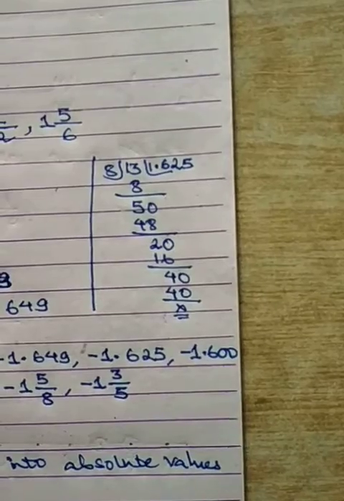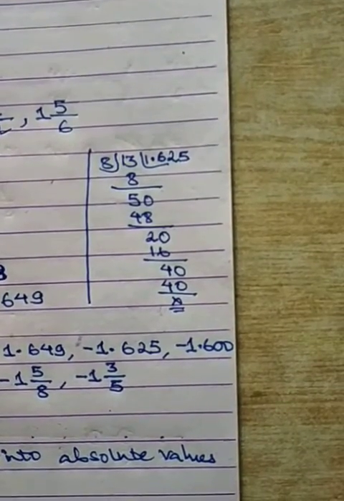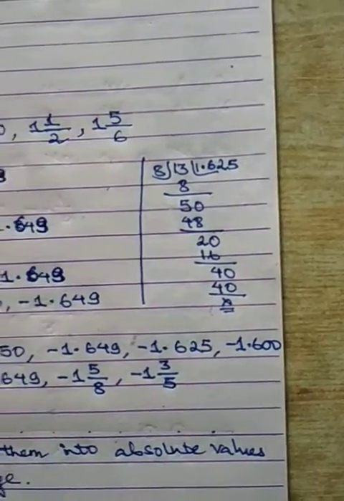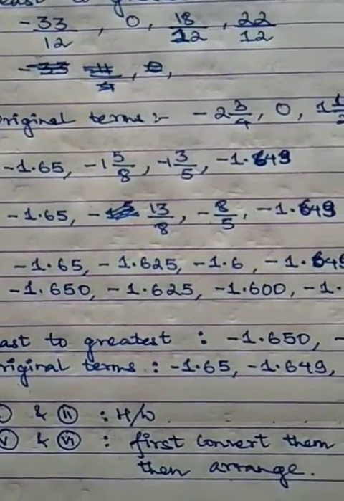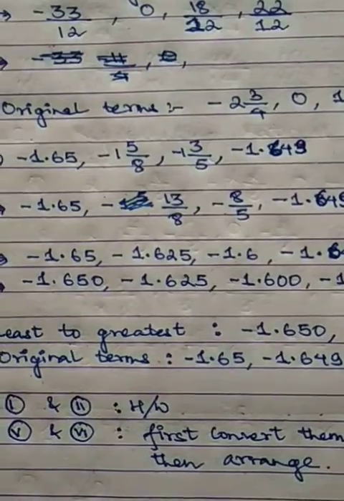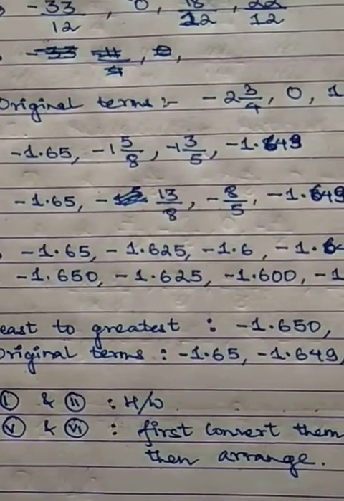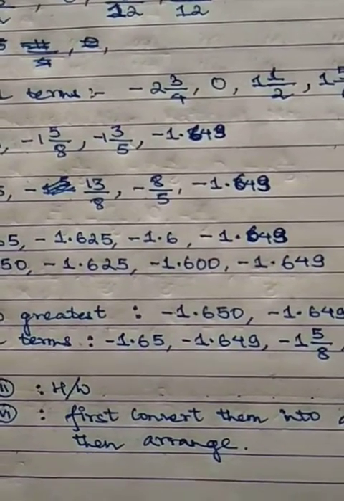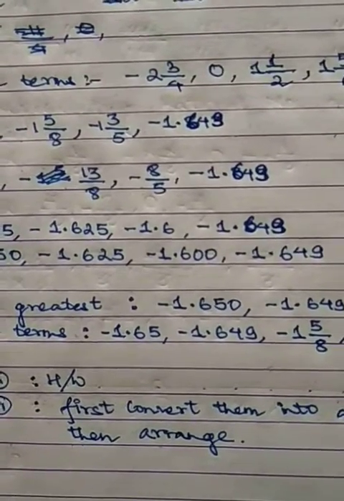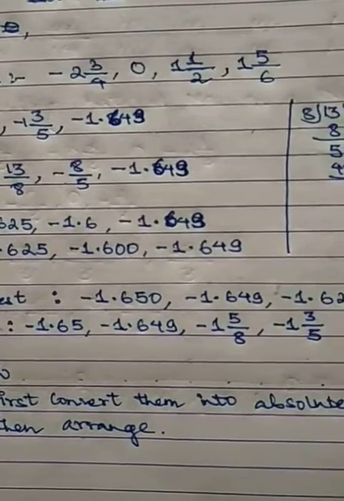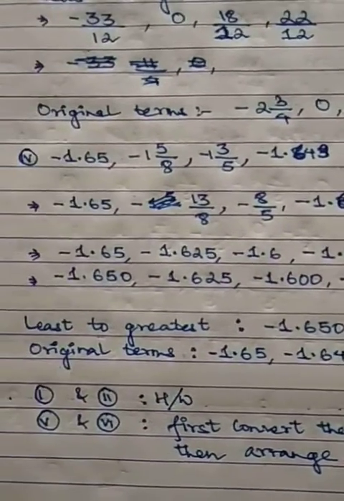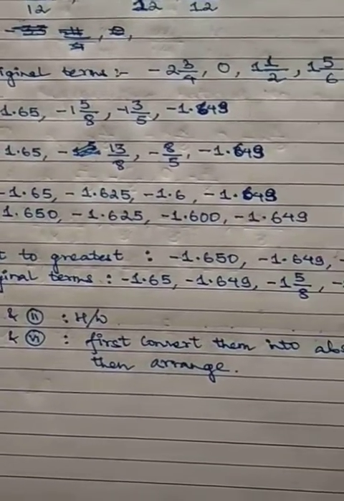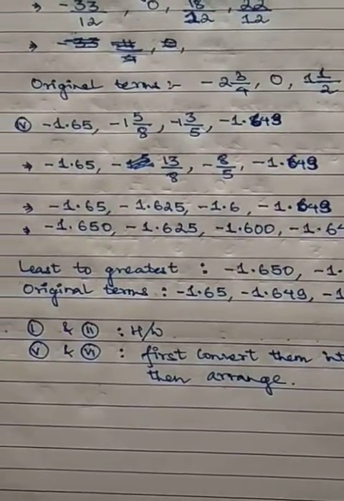Simple division of 13 divided by 8. So after division, the data I got is 1.625. So in place of 13 divided by 8, I can write 1.625, since it's a negative number, so minus 1.625. Similarly, the third term, if you divide it, you'll get minus 1.6. And the fourth term remains as it is. So after this, we got all the terms in the decimal form. Now it will be easier for us to compare.